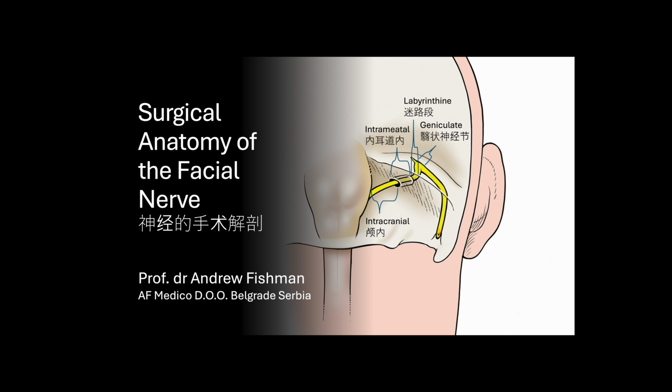Welcome to this instructional review on the surgical anatomy and electrophysiology of the facial nerve. This session outlines the relationship between anatomic segments and stimulation thresholds observed during intraoperative monitoring. We will progress from the intracranial root entry zone to the extratemporal branches, concluding with a real surgical example.